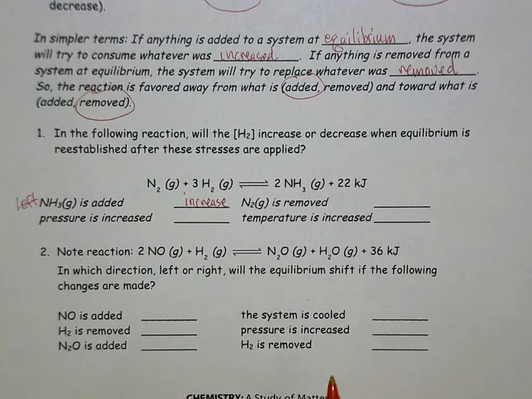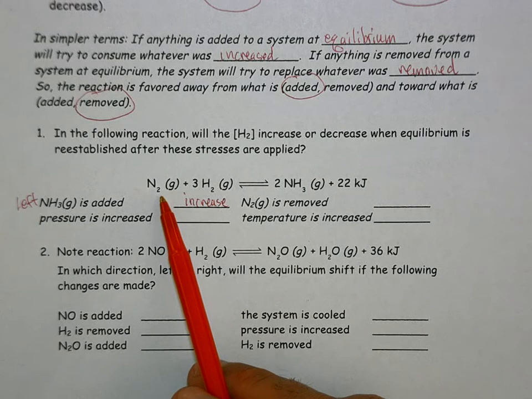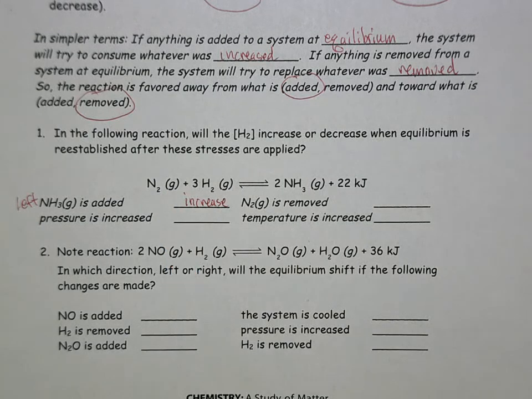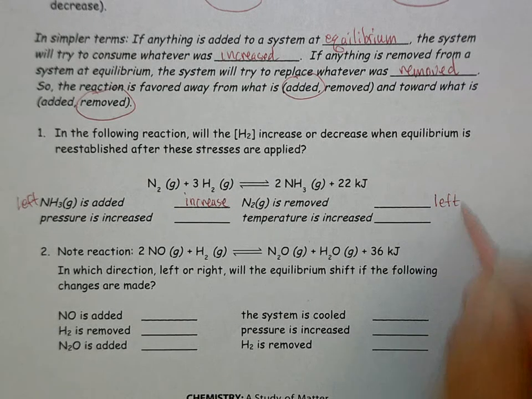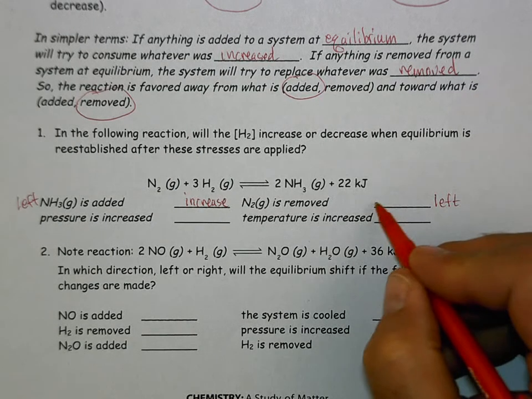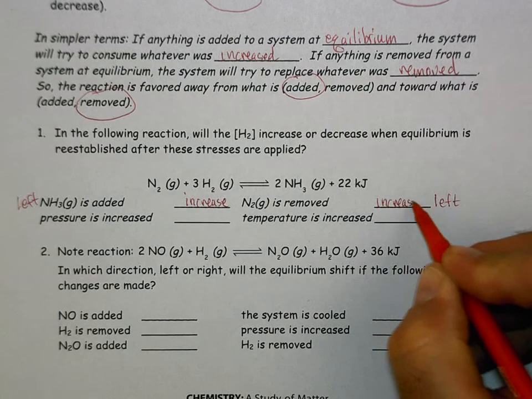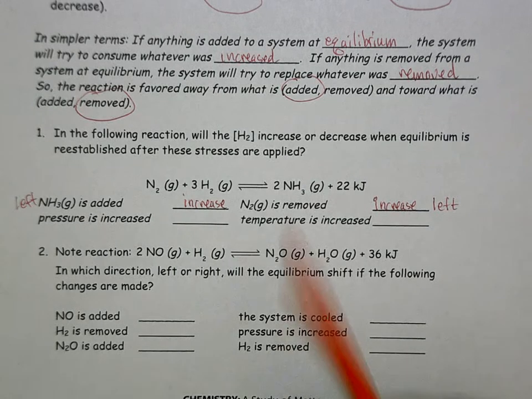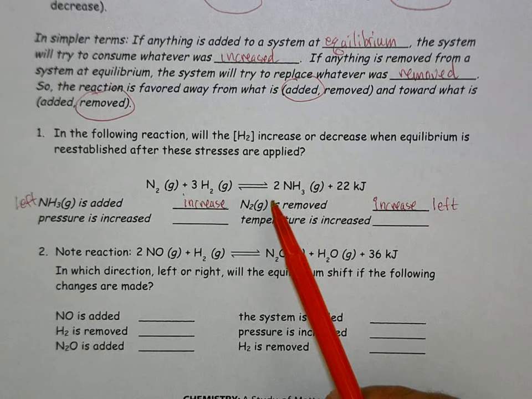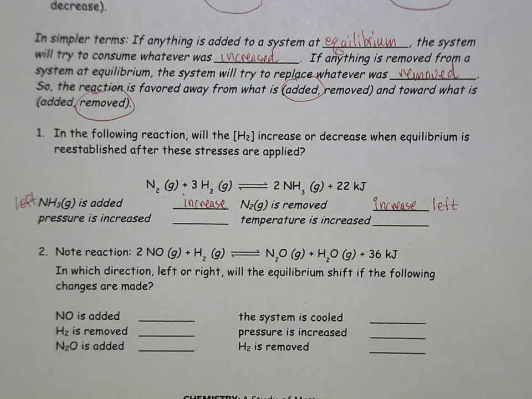Okay, N2 is removed. All right, N2 is on this side. Removing, we want to go toward whatever is removed. This will also be a shift left, which means again we would increase the amount of H2. In other words, we had a certain amount, then we took out some of the nitrogen, and so what it did is it took the ammonia and turned it back into nitrogen and hydrogen to try to compensate for the fact that we removed some of the nitrogen.